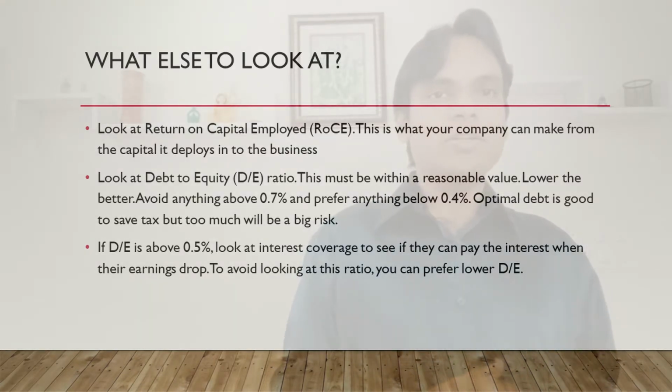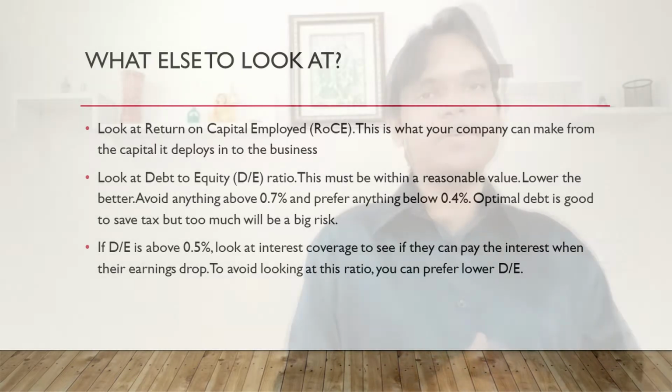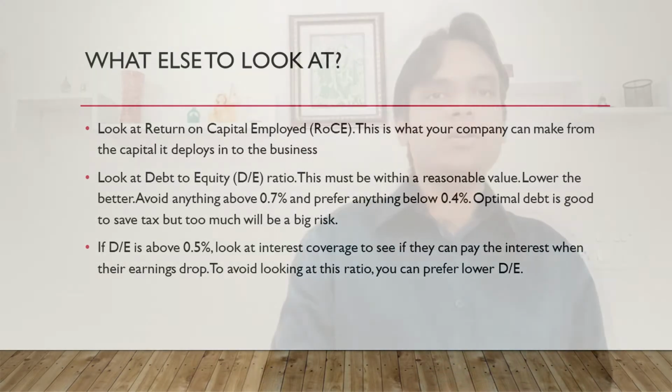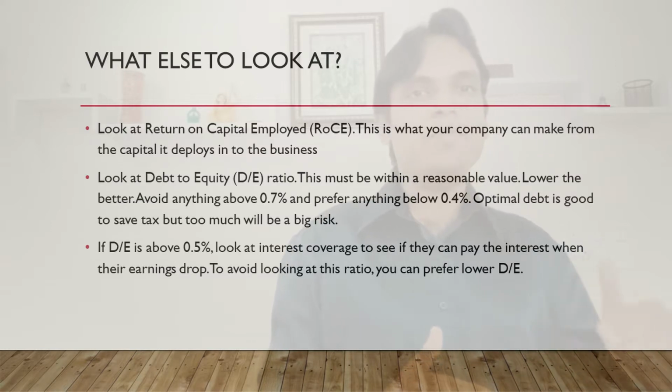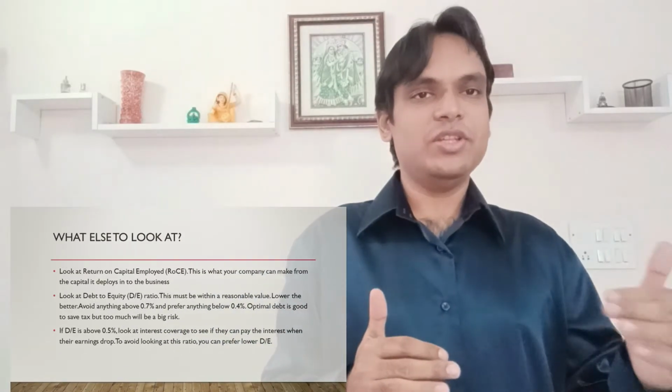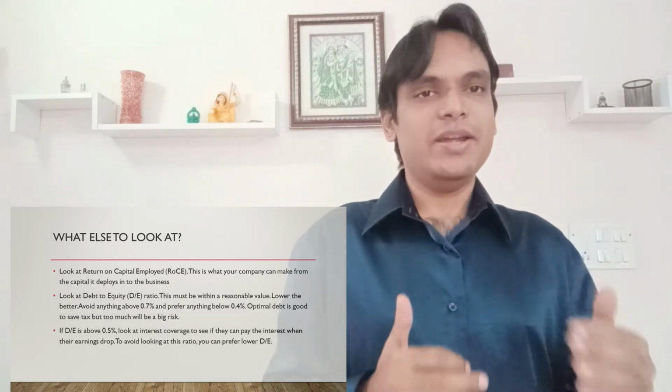So as a beginner, I would suggest sticking to something below 0.4 and preferably don't go for anything more than 0.7. This way, you would be much safer in your investment journey. If you feel you're up to the challenge of going a little higher than 0.4, then also look at the interest coverage. If you feel that the earnings could drop below a certain level, you need to look at the interest coverage to figure out if they can pay their installments, their obligation to the debt provider or the bank, in time.